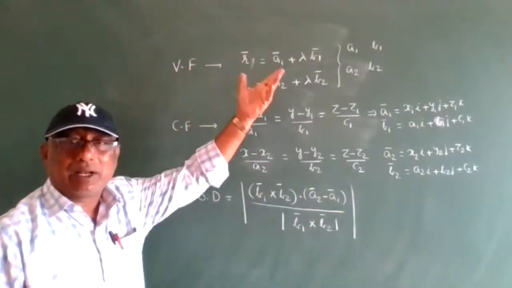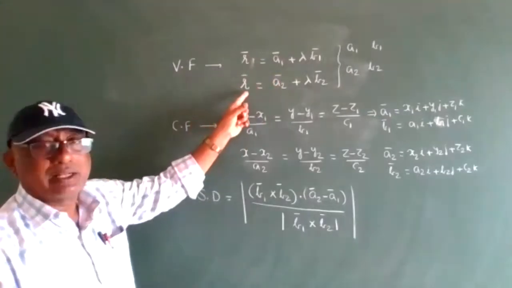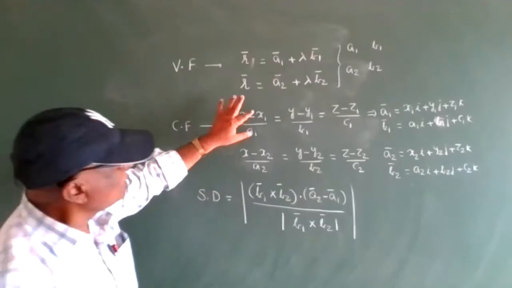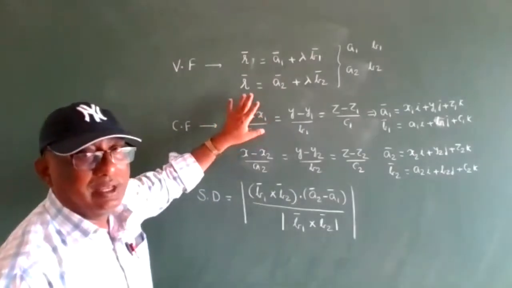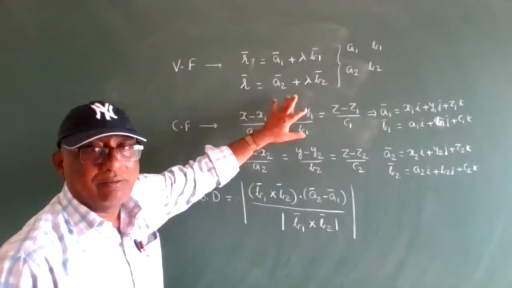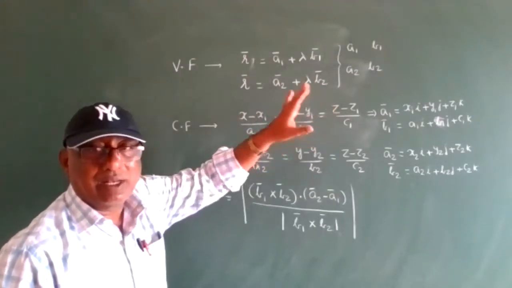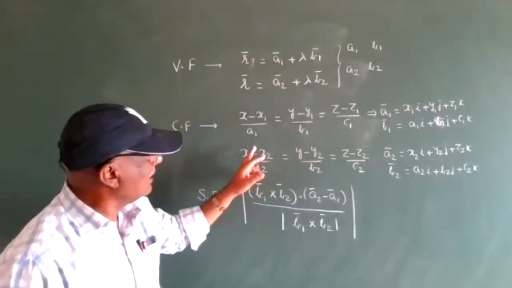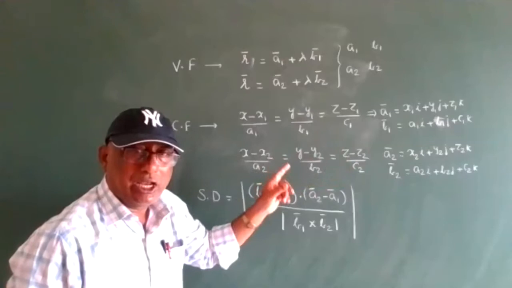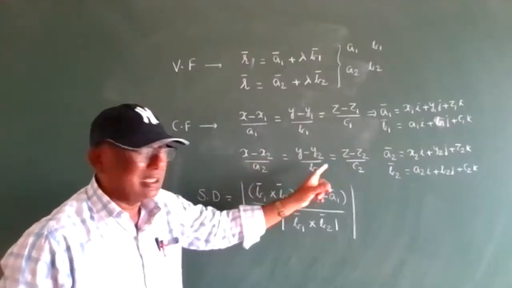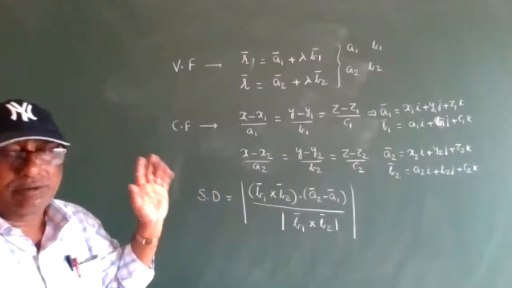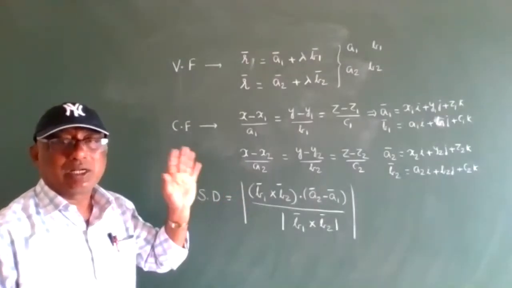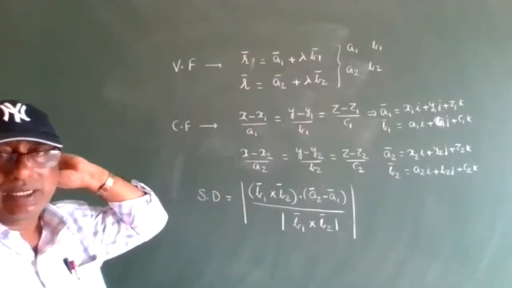Directly we can write A1 and B1, and this is the other line equation, A2 and B2, in Cartesian form. So x1, y1, z1 is the A1 vector, and the denominator is the B1 vector. Here x2, y2, z2 is the A2 bar vector, and the denominator is the B2 bar vector in Cartesian form. For both, the shortest distance is the same. Is it clear, everyone?